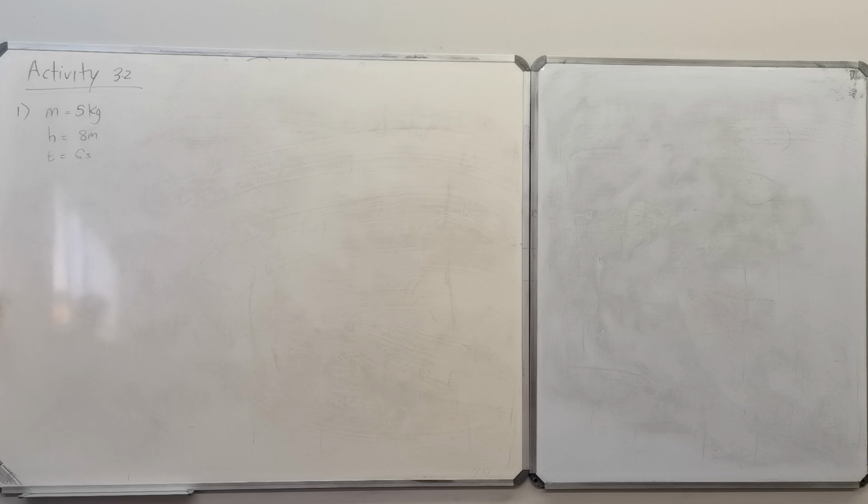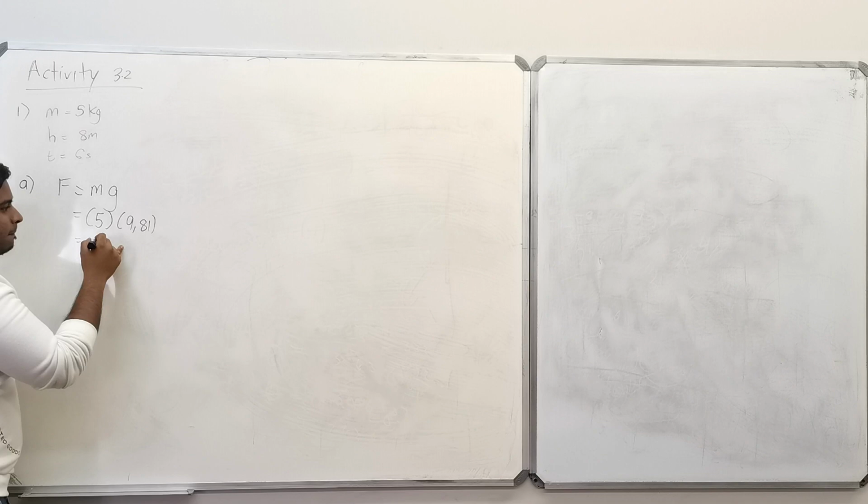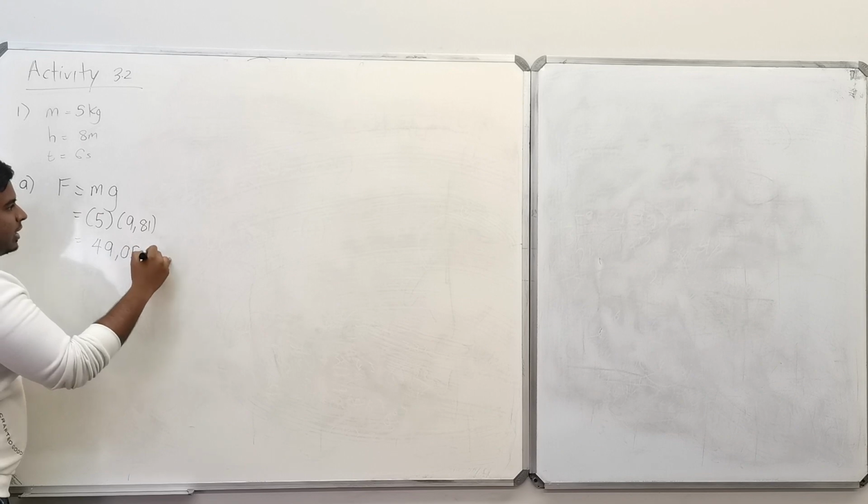Force. Right? So how do you work out force? F is equal to mg. In this instance it will be mg, because remember it's acting against gravitation. So force in this instance here will be equal to mass times gravity. We know the mass, which is 5. We know gravity, which is 9.81. So what do you get? 49.05. And this would be newtons.